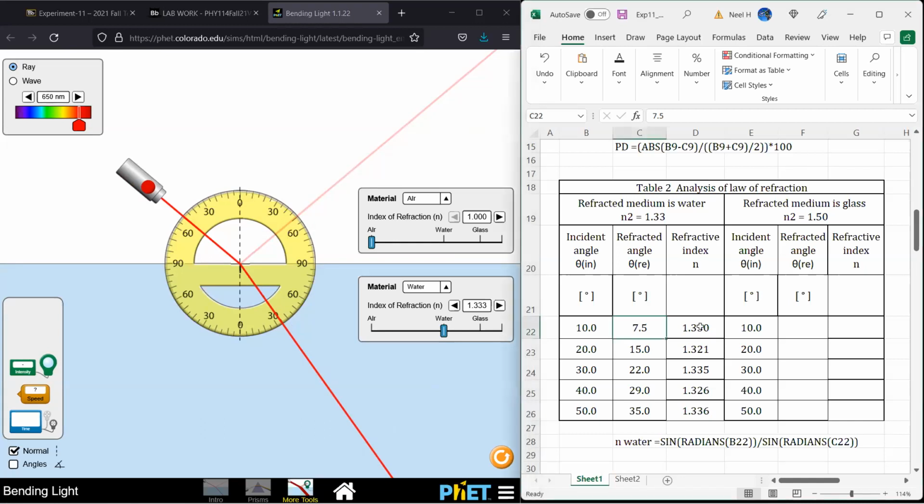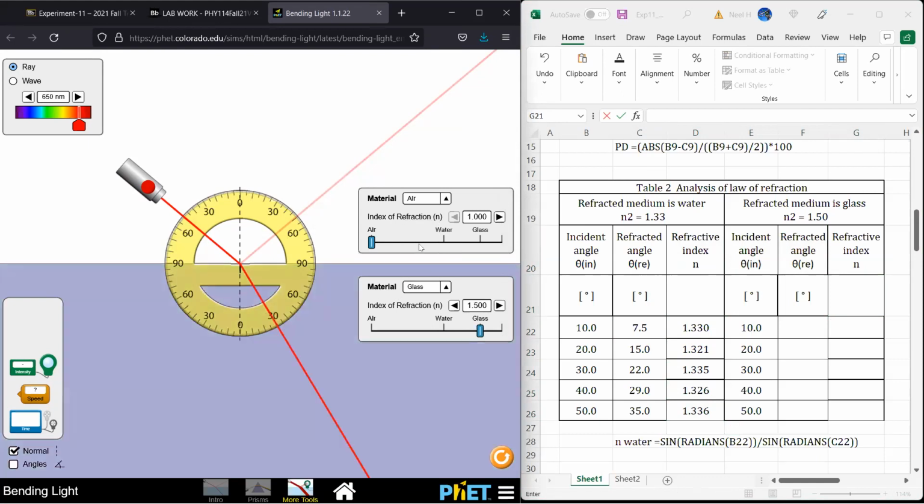All right, at some points we have a little bit of error, but overall it seems to be around 1.3, 1.32, and so on. So it looks good. We can do the same for the glass medium. We can change the second medium right here. You can change it to glass by clicking the up arrow. Then it changes the color automatically. The glass medium index of refraction is 1.5. We can do the same thing again. Any questions, problems?